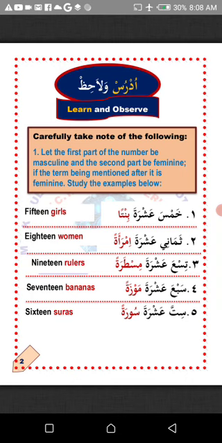17 bananas. خمسة, number 5. ست عشرة سورة. ست عشرة سورة. 16 surahs, 16 chapters of the Noble Quran. La'alaka fahimt? I hope you understand. MashaAllah.